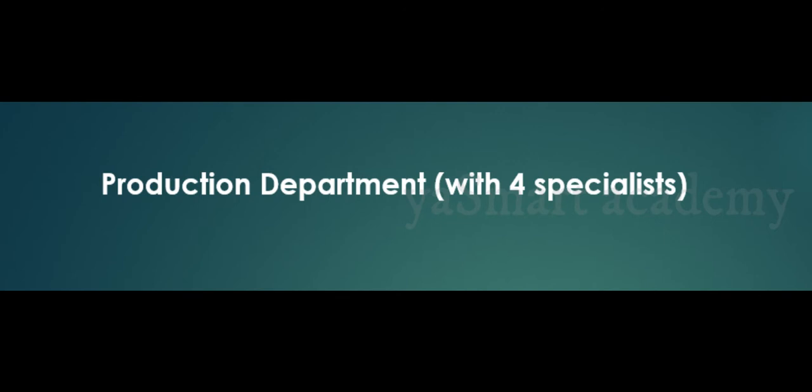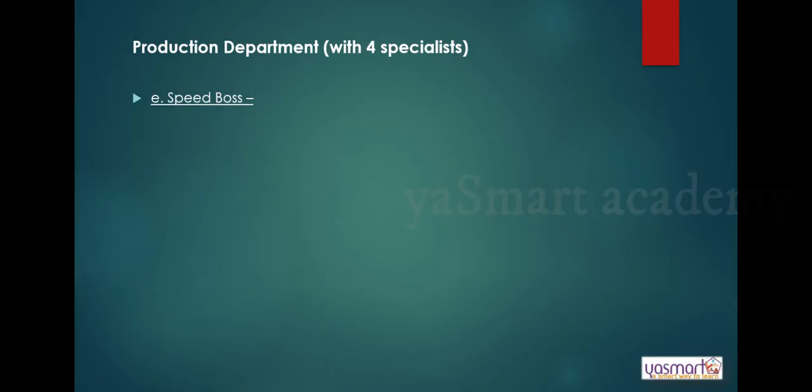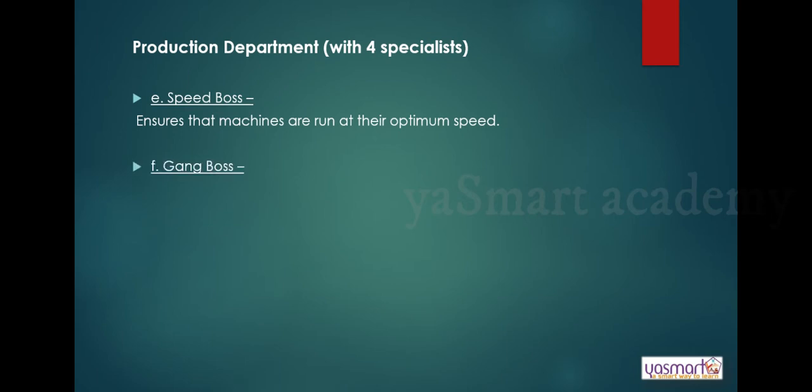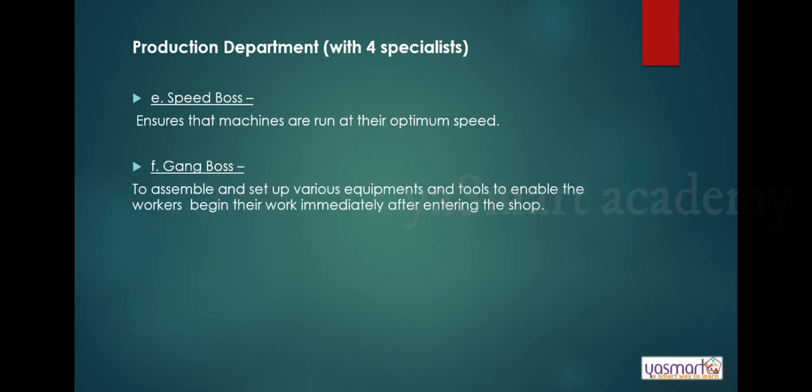The second one was production department, and the specialists were speed boss, who ensures workers' performance at the required speed, or he makes sure that they are running at an optimum speed to utilize the resources properly. Second comes the gang boss, who arranges machines and tools for work and enables the workers to work immediately after entering into the organization.